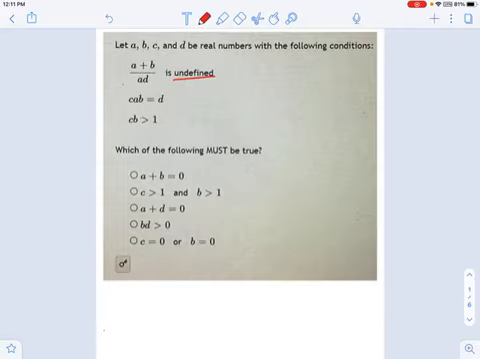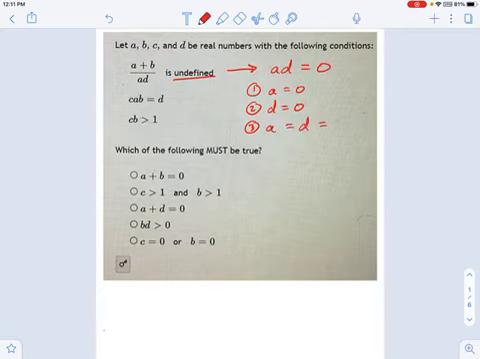You're not allowed to do that. So this clue right here means A times D equals 0. All right? Now, the next clue is interesting. CAB equals D. Think about the possibilities here. From this first one, I've got either A equals 0 or D equals 0, or, hey, it's possible A and D both equal 0.